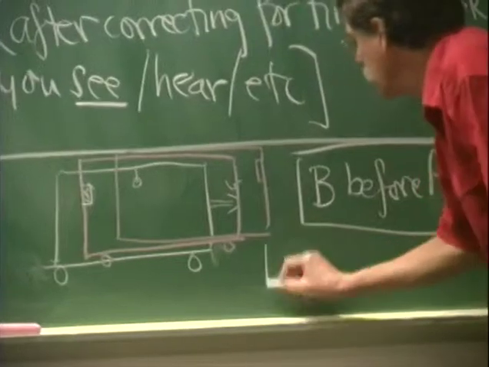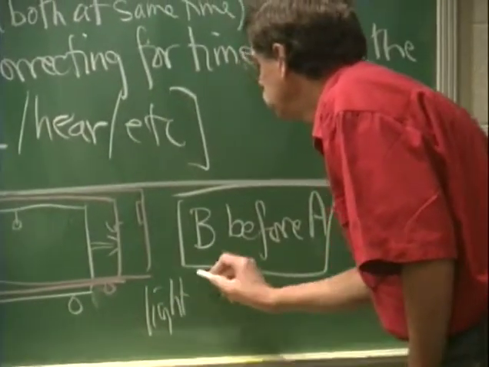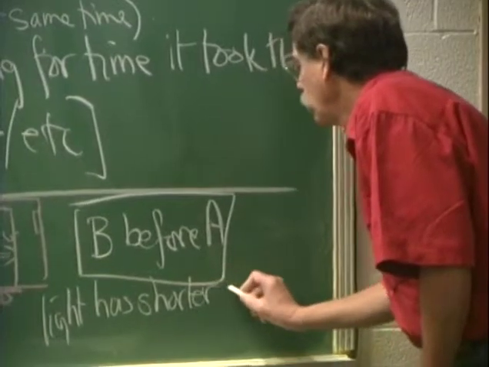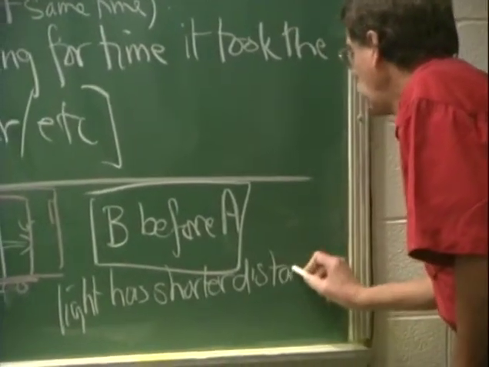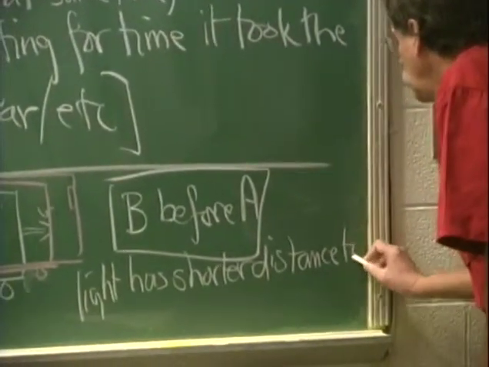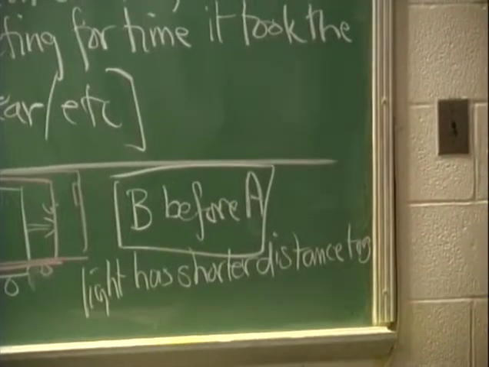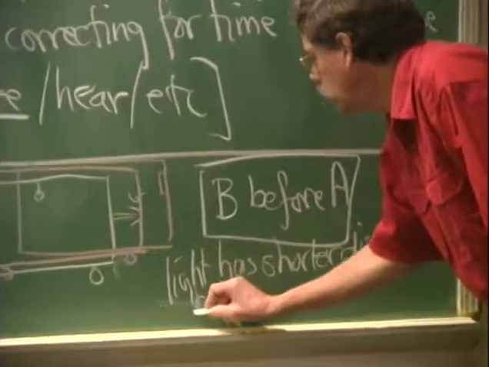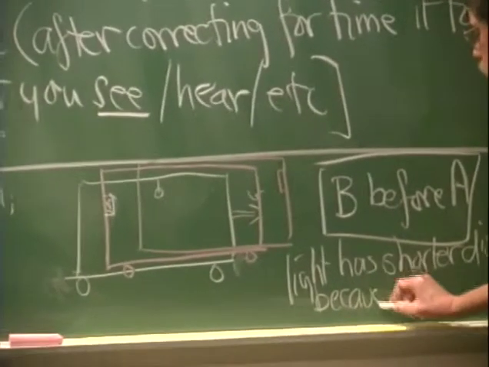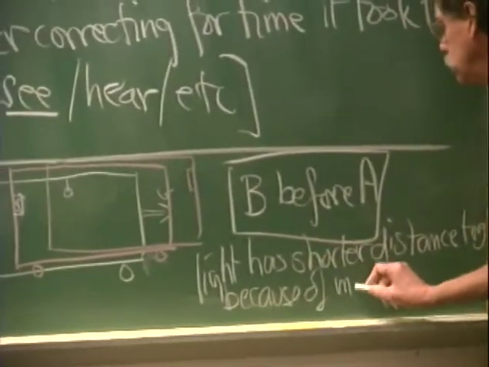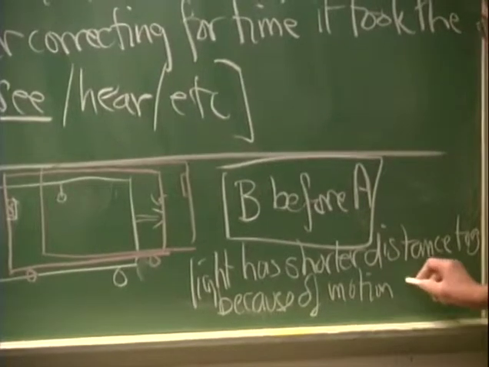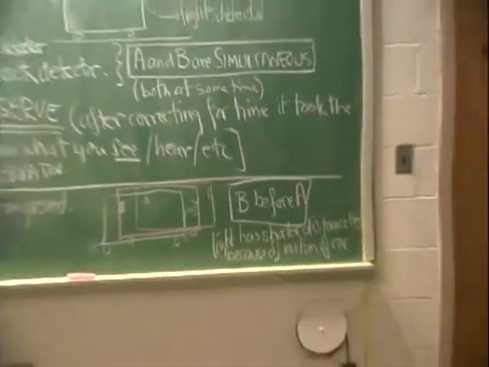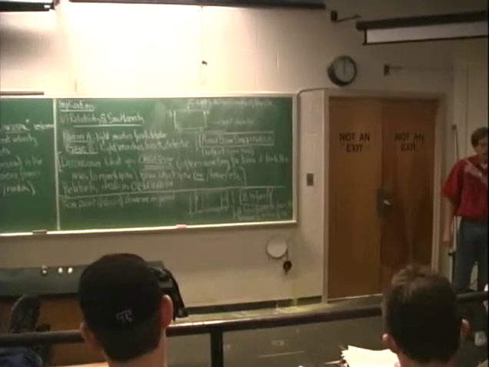The reason for that is light has a shorter distance to go to B because of the motion of the car. Make sense? Why didn't that happen in classical physics?